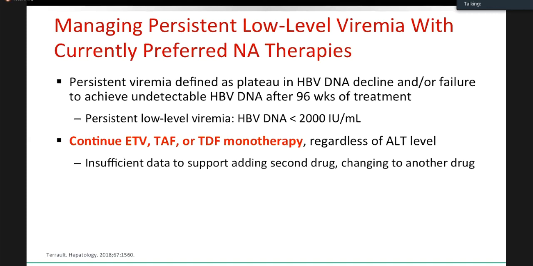What do you do in patients whom you have been treating for up to 2 years maybe, and the viral load is not negative, less than 2000? The answer in the guidelines is continue treatment. So don't change, don't stop or switch. Just use the same drug.